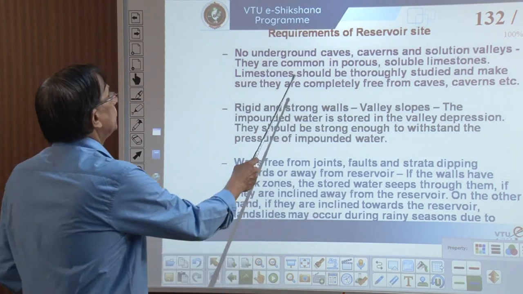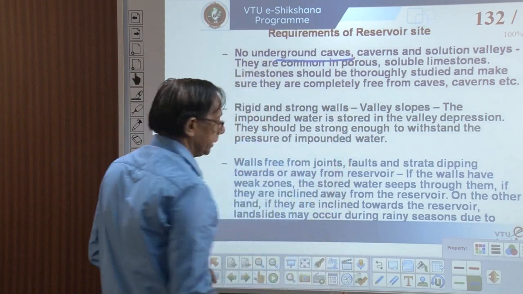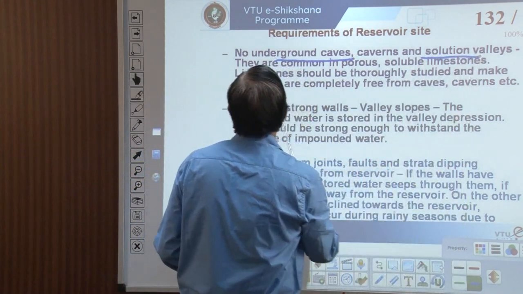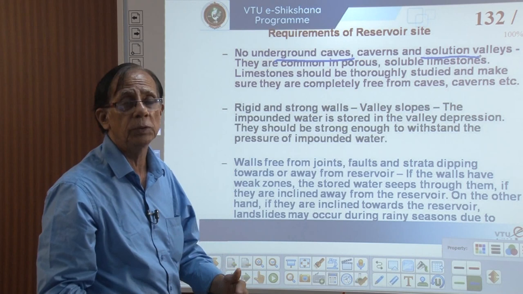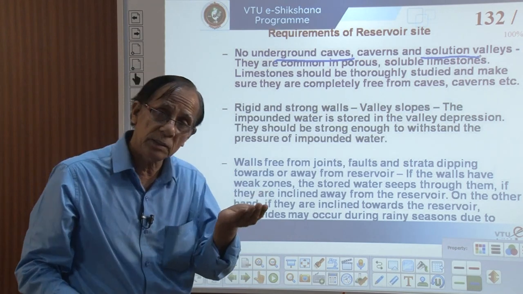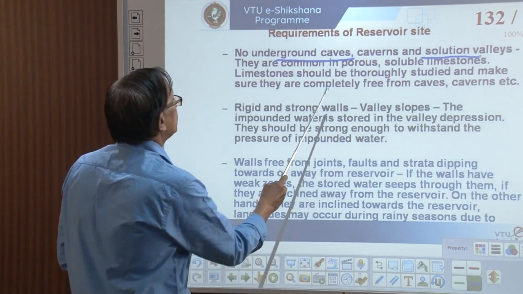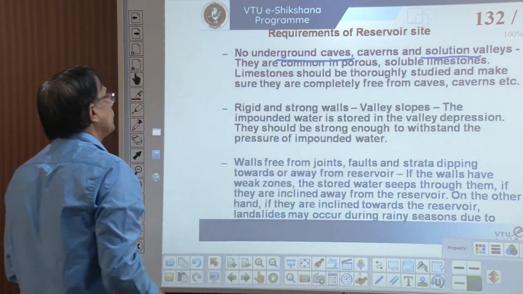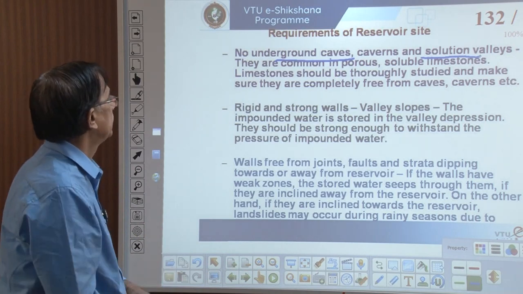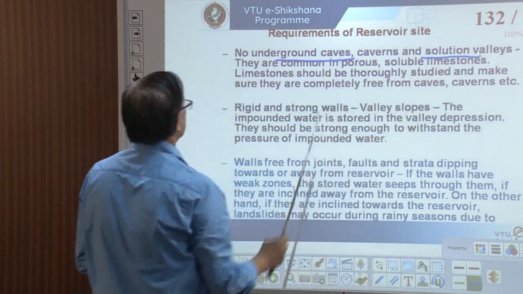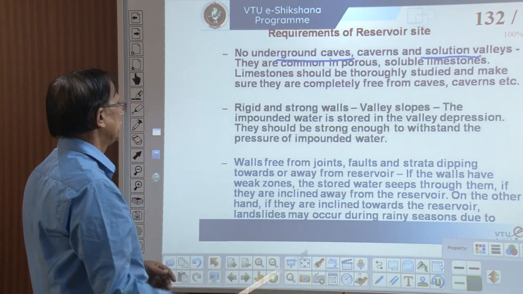Now, considering this, what should the reservoir site be like? No underground caves should be there. Caverns and solution valleys are common in limestone country rock. Therefore, we have to investigate thoroughly. If the reservoir site is on a limestone terrain, we have to specially investigate for the presence of caverns, solution cavities or caves alike. If absolutely free from porosity, fine, but invariably they do consist. Limestone should be thoroughly studied to make sure that it is completely free from caves, etc.